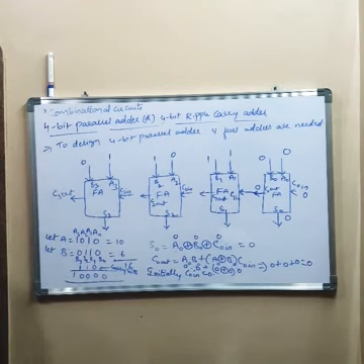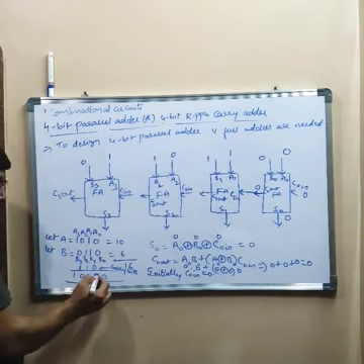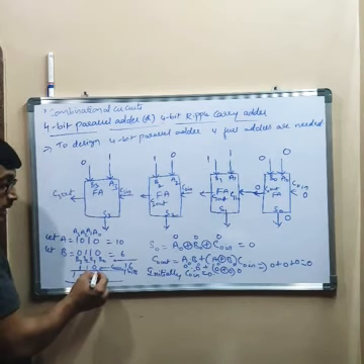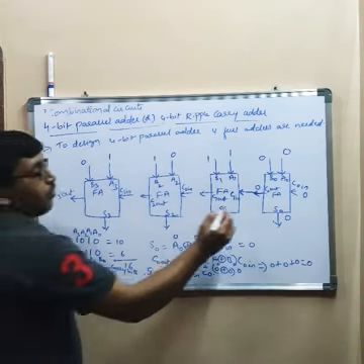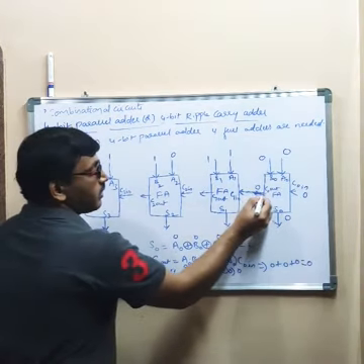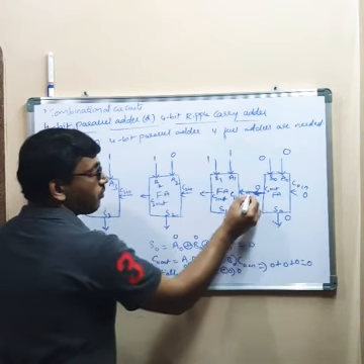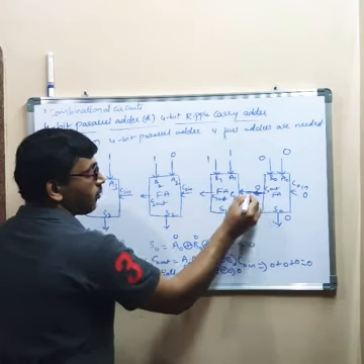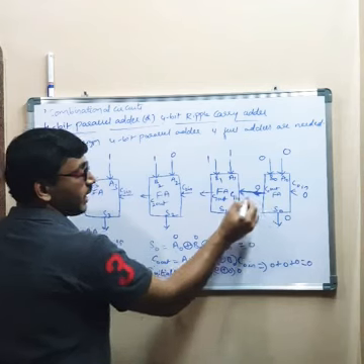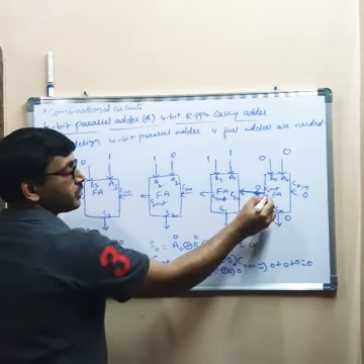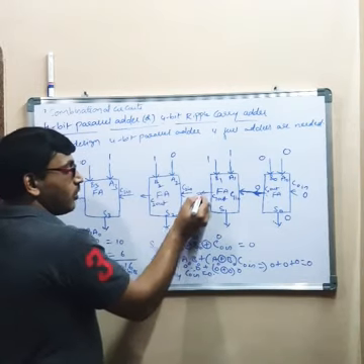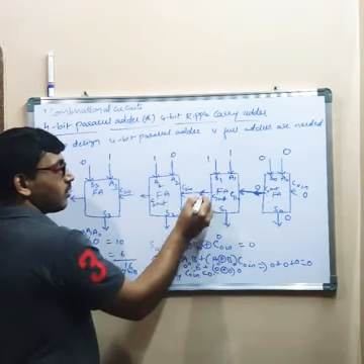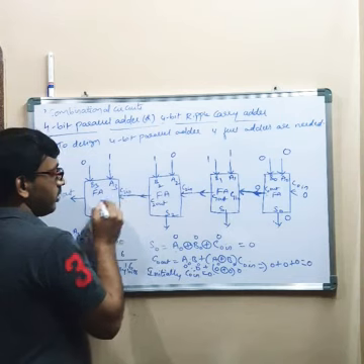So, in order to add the carry obtained from the previous addition of 2 bits to the next significant bits, what I am doing, I am connecting this carry out of the first full adder to the carry in of the next full adder. I am rippling the carry, I am propagating the carry out of the first full adder to the carry input of the next full adder. Here also I will do the same thing.